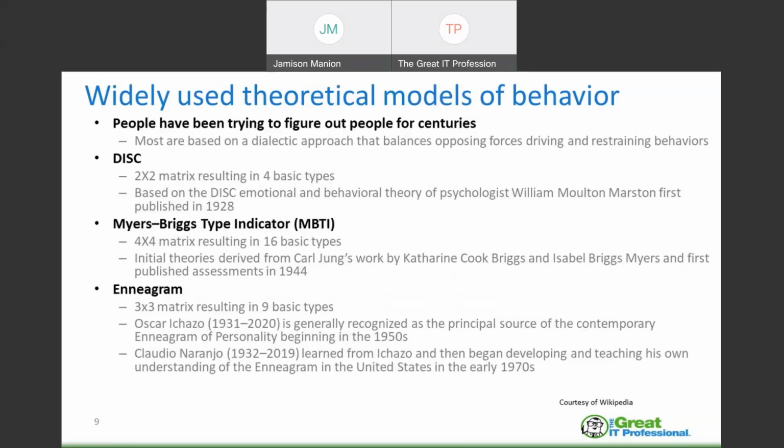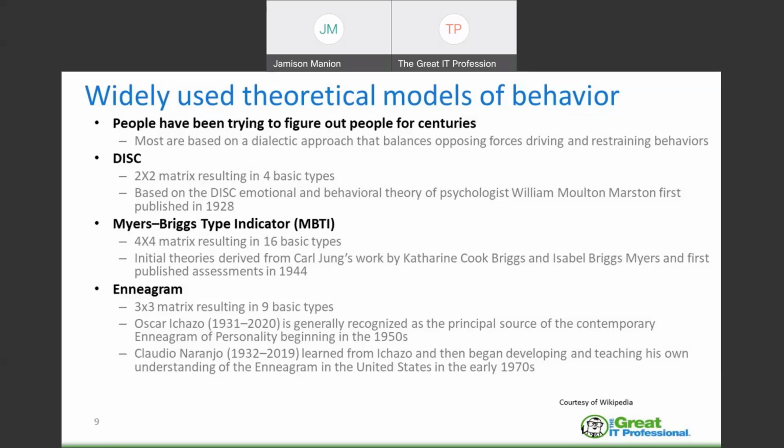The theoretical models have been around for a long time. People have been trying to figure out why people act like people since the beginning of people. There are many models out there, but the primary ones that almost everything is built off of, the first one is DISC, based on the work of William Moulton Marston back in 1928. It's very simple, a 2 by 2 matrix. Myers-Briggs is another very famous one, a 4 by 4 matrix, started by two women, Katharine Cook Briggs and Isabel Briggs Myers, back in 1944.